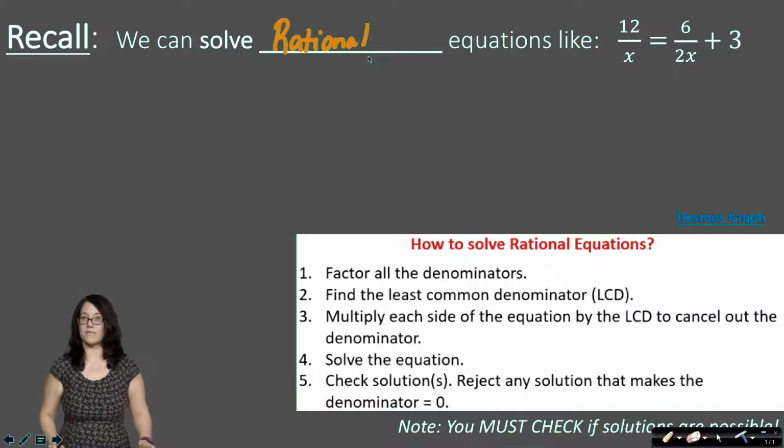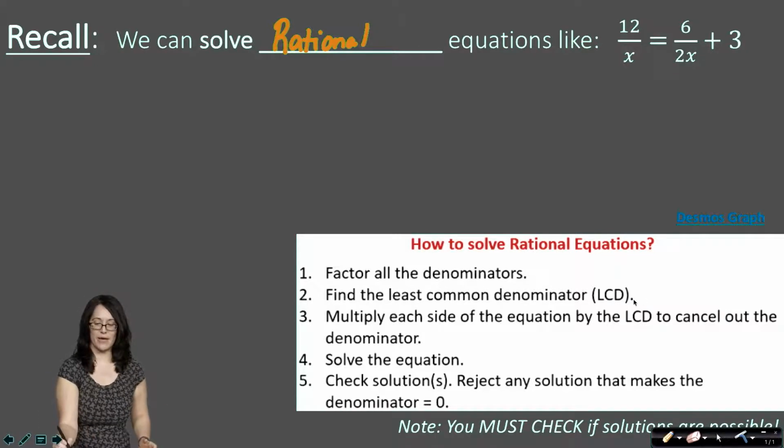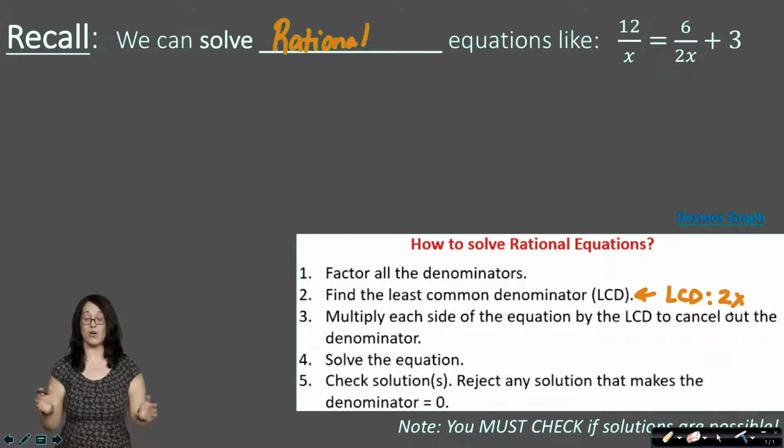We would first need to find what we call the least common denominator. So the LCD in this example would be what? That's right, 2x. So we would say, okay, let's go ahead and find that LCD. So in this case, the LCD happens to be 2x. If we hadn't already seen that our denominators were factored, we would have first done that, but it was already done for us in this example.